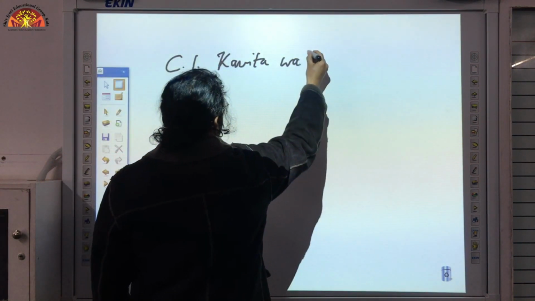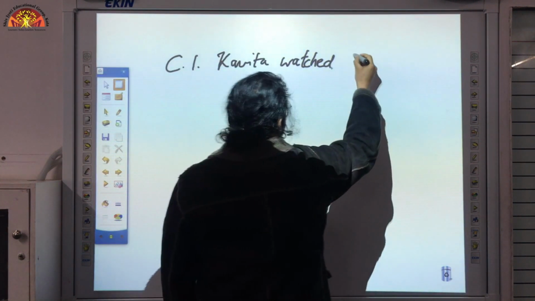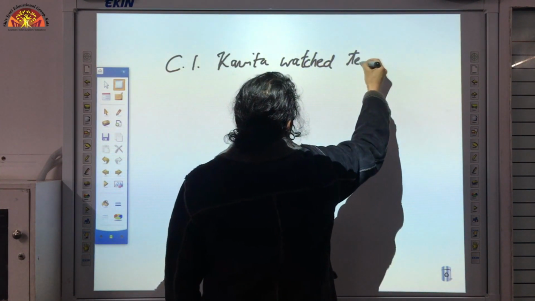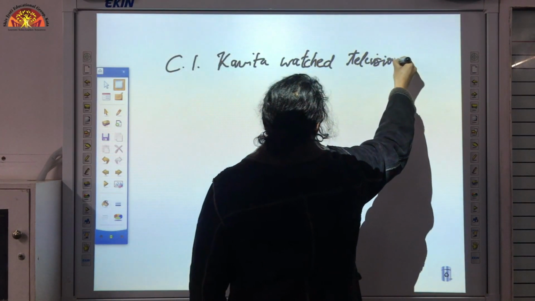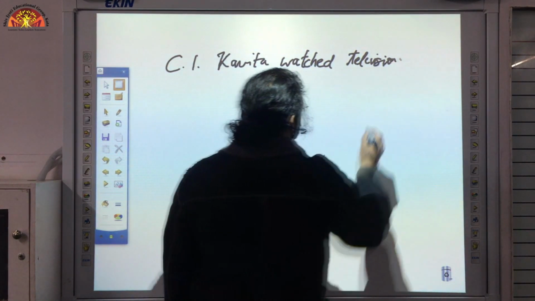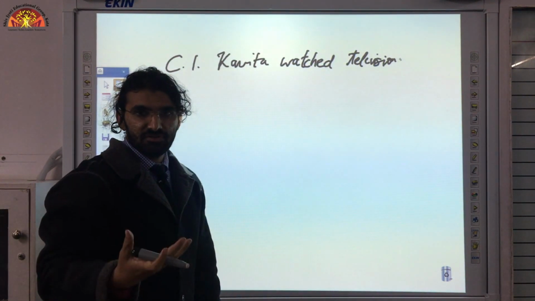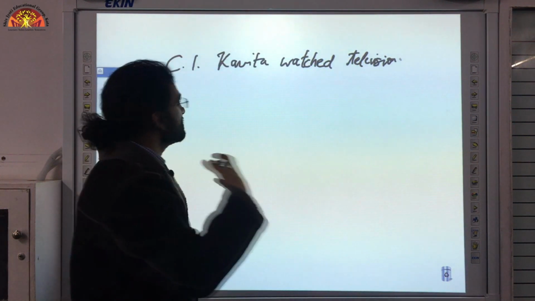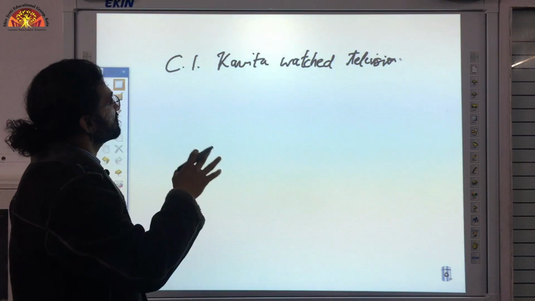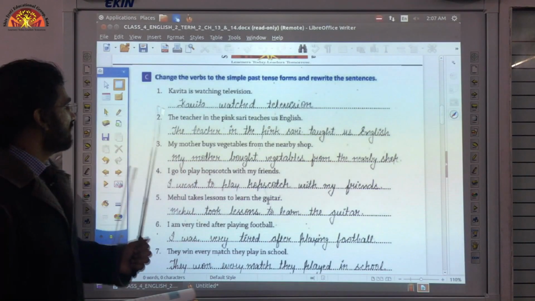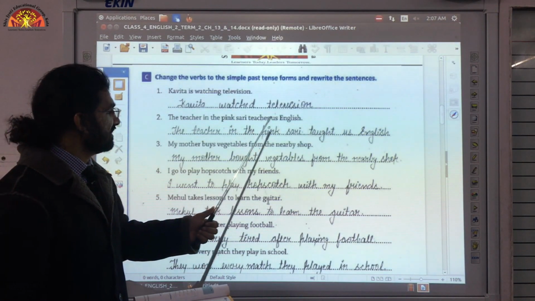Kavita watched television or TV. Kavita watched television. We had the sentence Kavita is watching television. Now we have rewritten it, we have converted it, and now it is like this. Kavita watched television.